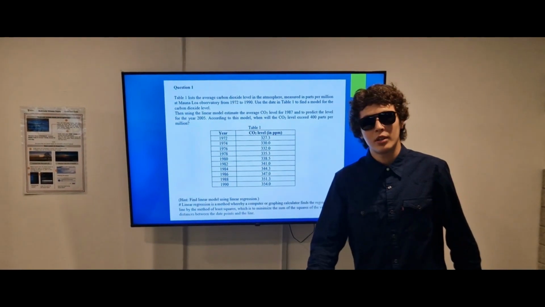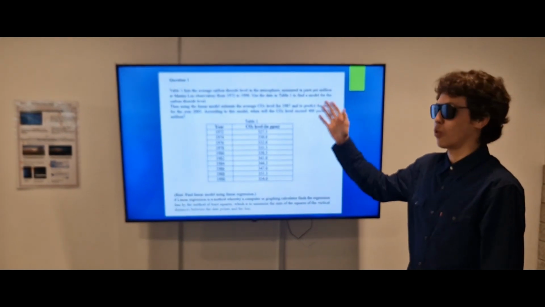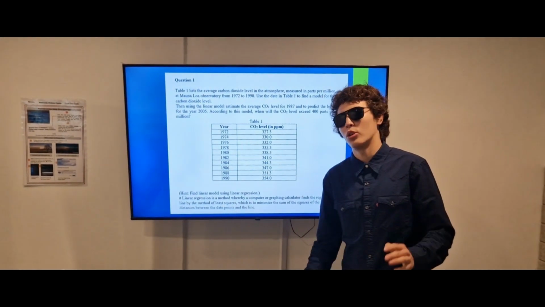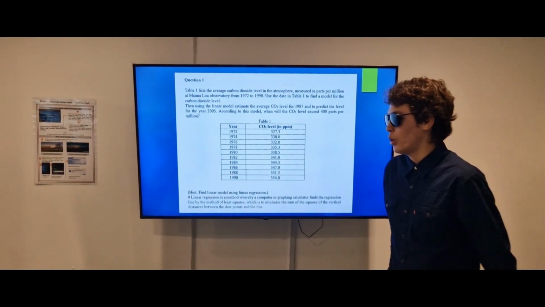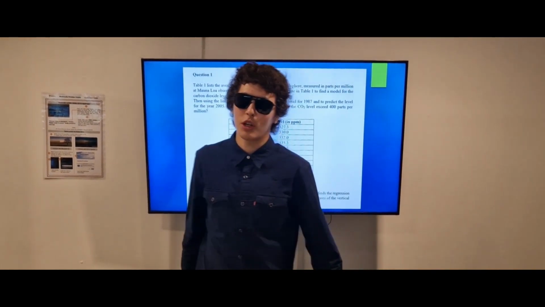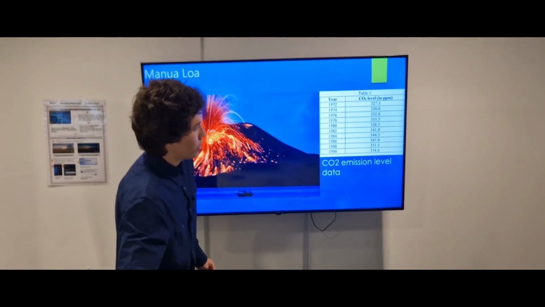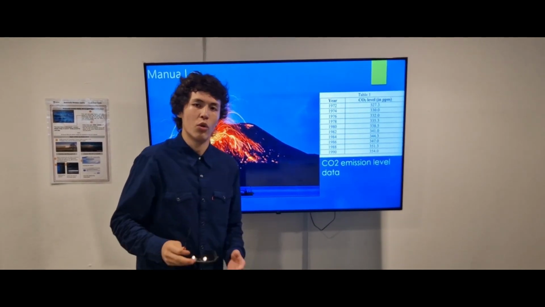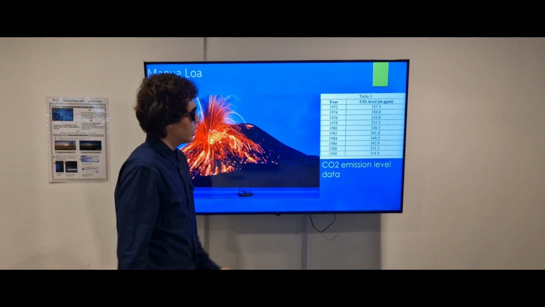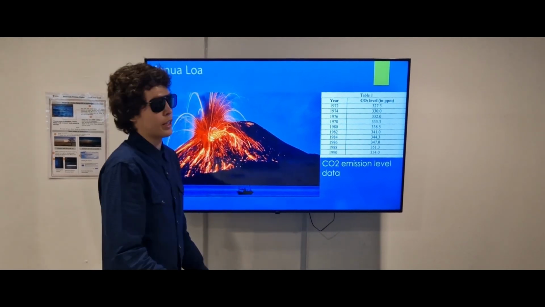Question number 1 consists of a table and some text. I'm going to explain what the question is about. It is about how the Boyle-Mariotte law changed, but is that necessary for us? I think not. What is necessary for us is the carbon dioxide emission level data.